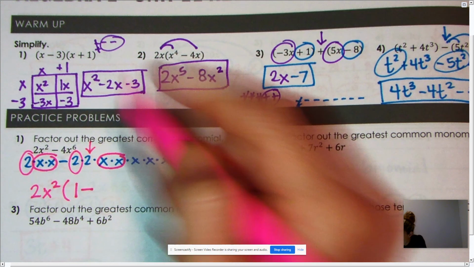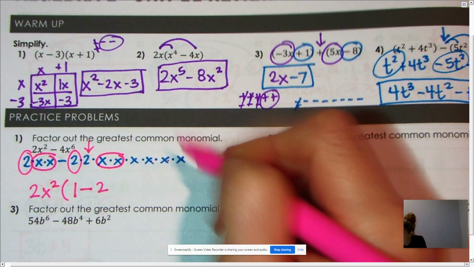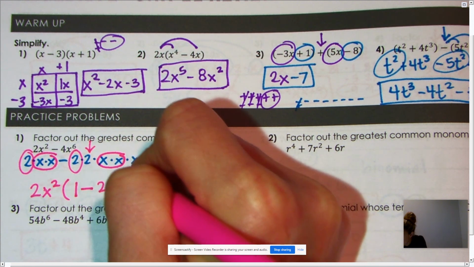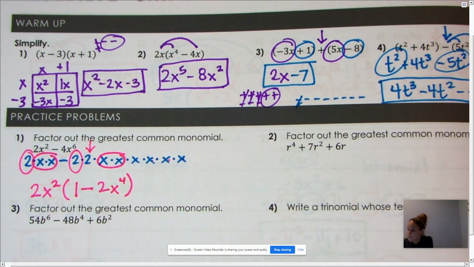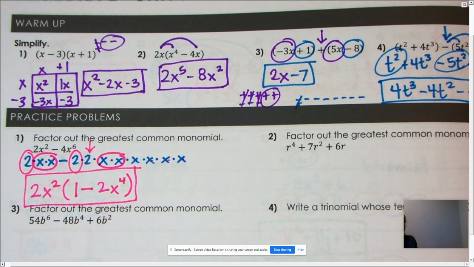There's a 2 right there. And then we're going to count how many x's. 1, 2, 3, 4 x's are still left behind. And that would be my answer. Okay. Question number 2. Factor out the greatest common monomial.